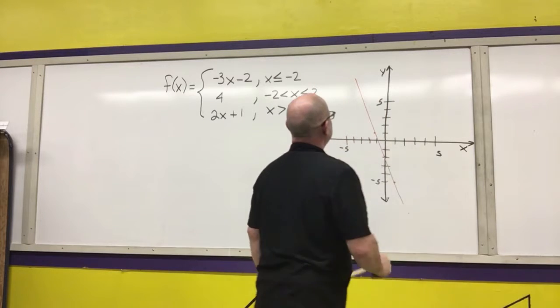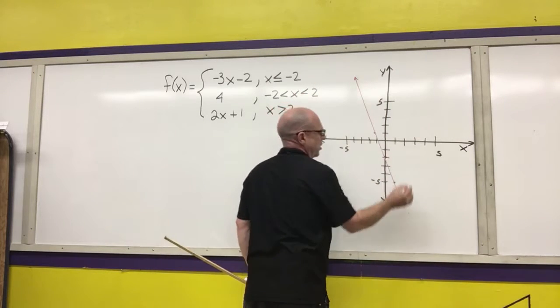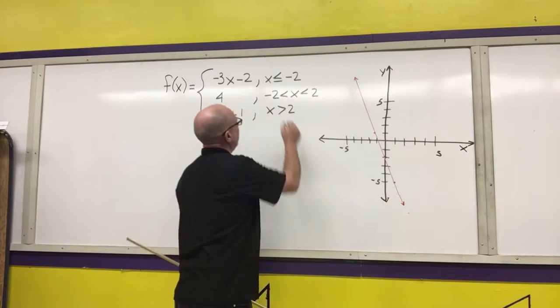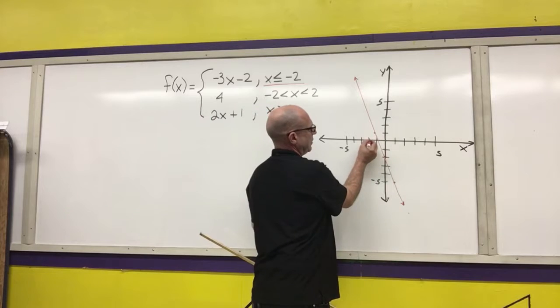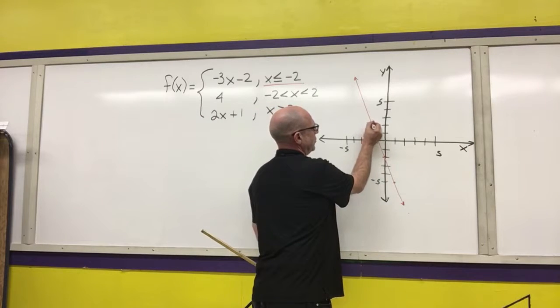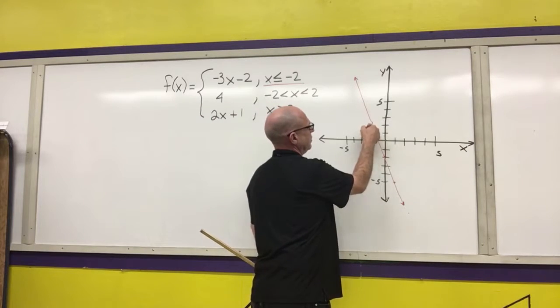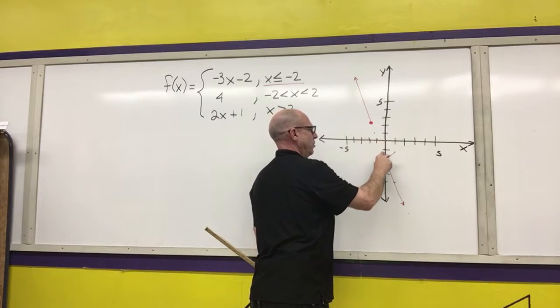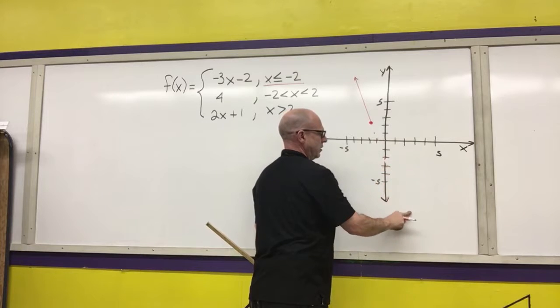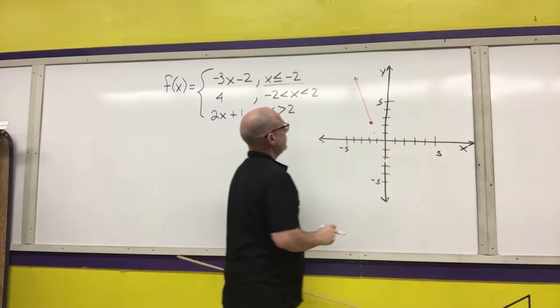And then I have to ask myself, which portions of that red line are actually when x is less than or equal to -2? Well, x is -2 right here, so this portion of the line is the only section I'm going to keep, so I'm going to erase the rest of the line that I used for construction.